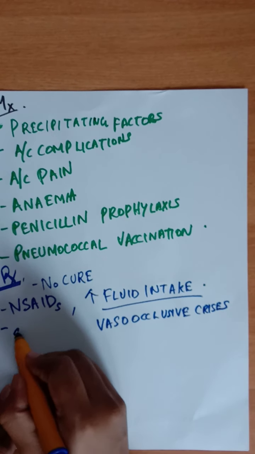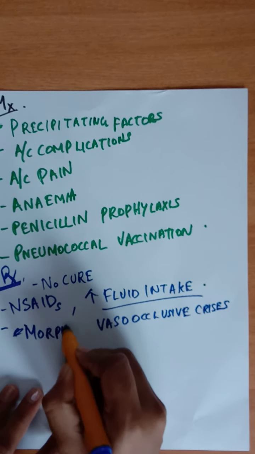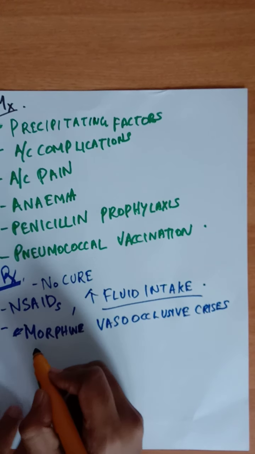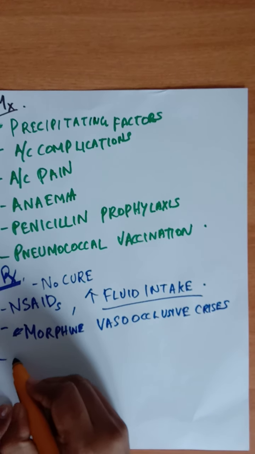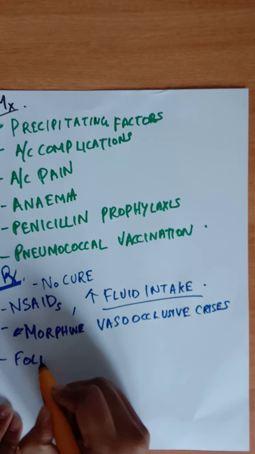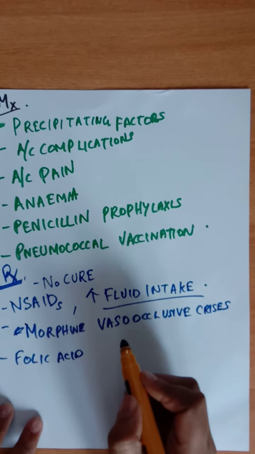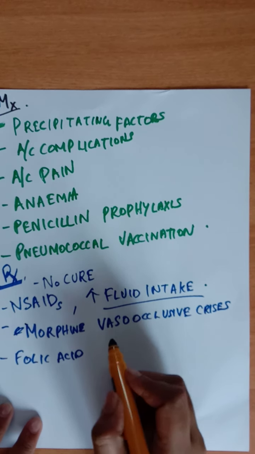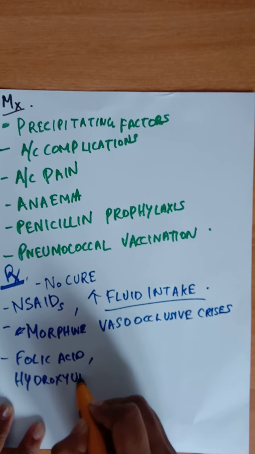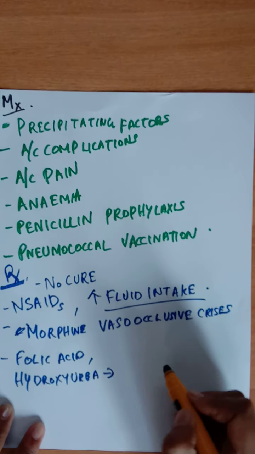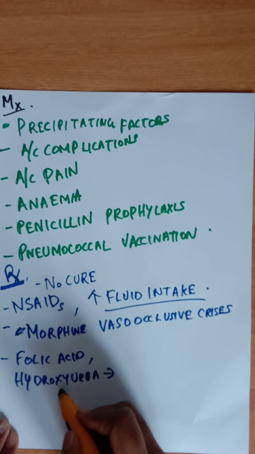And for chronic pain syndrome, we can use NSAID or morphine. And for chronic hemolytic anemia, folic acid is often deficient, so folic acid supplementation. And the only drug that may have some direct benefit is hydroxyurea, and this increases the formation of fetal hemoglobin and reduces the hemolysis.